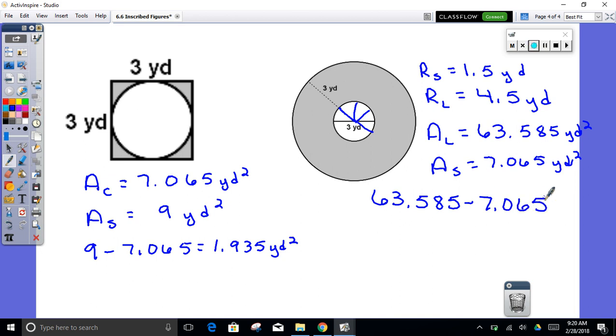Okay, does anyone have an answer? Michaela? 56.52. Good. 56.52 square yards.